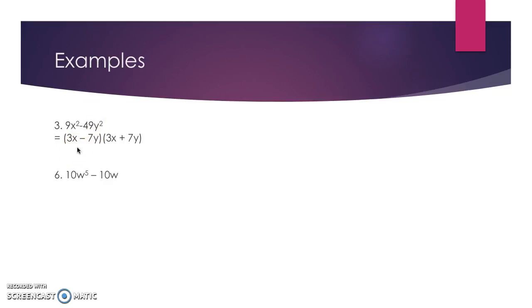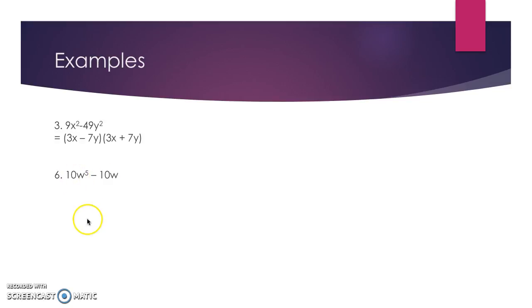Next, number 6, we have 10w to the 5th power minus 10w. Well, we're going to look for our greatest common factor here. And in this case, our greatest common factor is 10. And our variables, we have variables in both. So it is w.